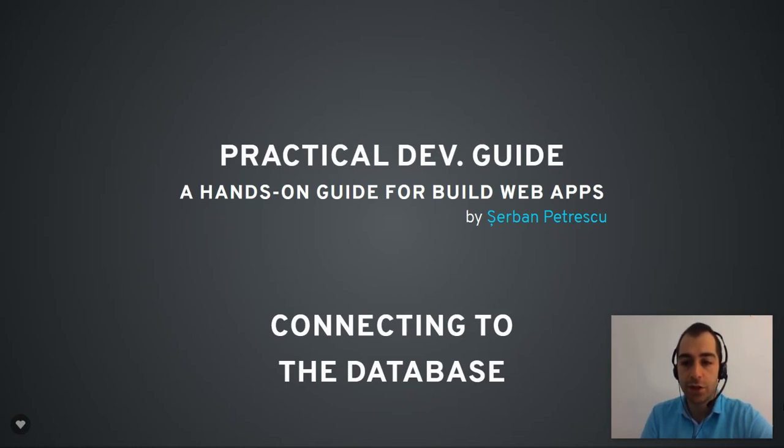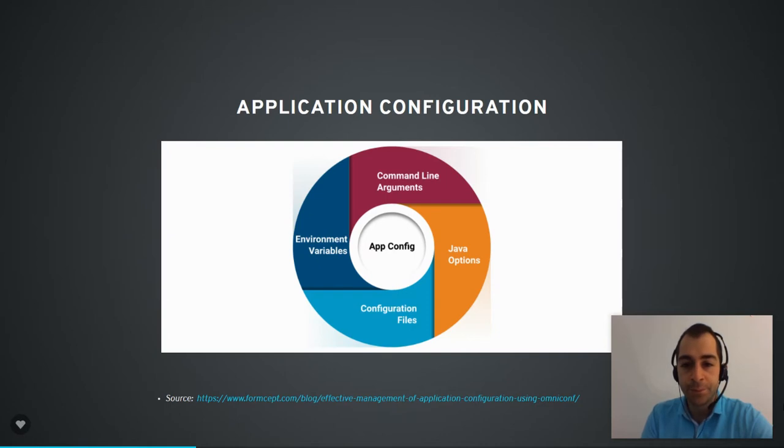Hi, I'm Sherban, and today I'll show you how to connect your Spring Boot app to a database. The first thing that I would want to discuss would be the concept of externalized configuration. Basically, we need to tell our Java app the URL at which the database is located, also username and a password maybe. And the question is how?